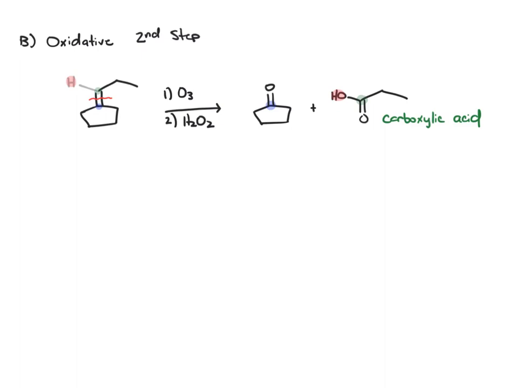An alternative set of conditions for this that you might see, it's no longer an ozonolysis, but it gives the same products if you use potassium permanganate and acid. So just bear in mind, if you see the oxidative second step or the potassium permanganate, the hydrogen on the alkene becomes an OH to give a carboxylic acid.